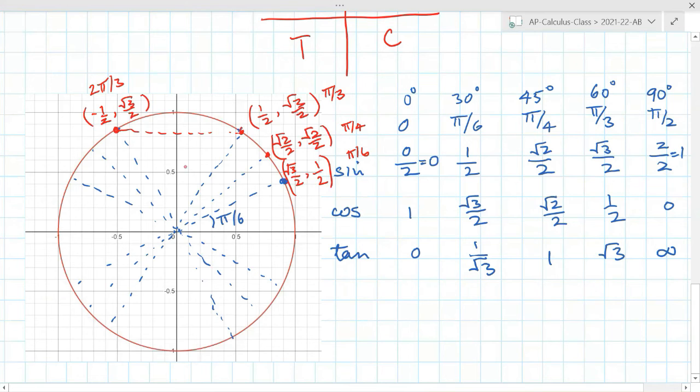And then this angle is 3 times pi over 4, right? 135. So this is 3 pi over 4. And this is pi over 6. This is 5 times that. So 5 pi over 6. And this one is one more than this one. So 7 pi over 6.